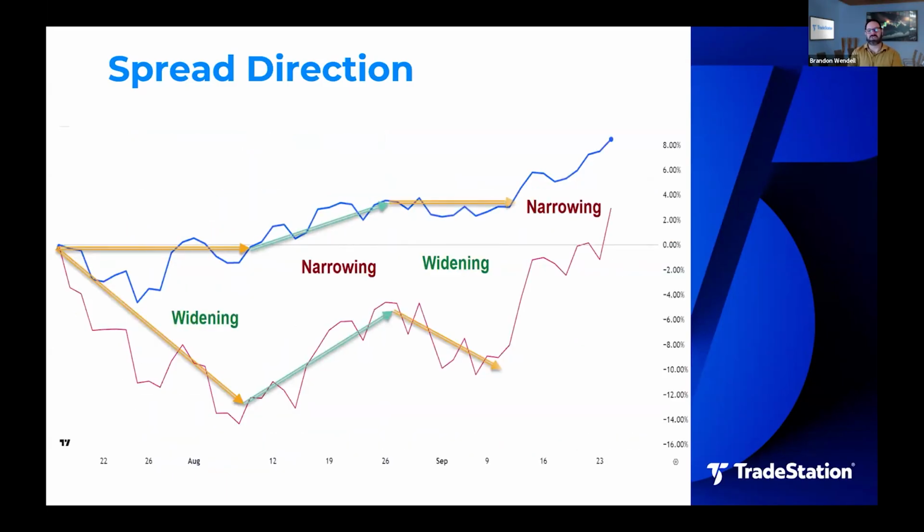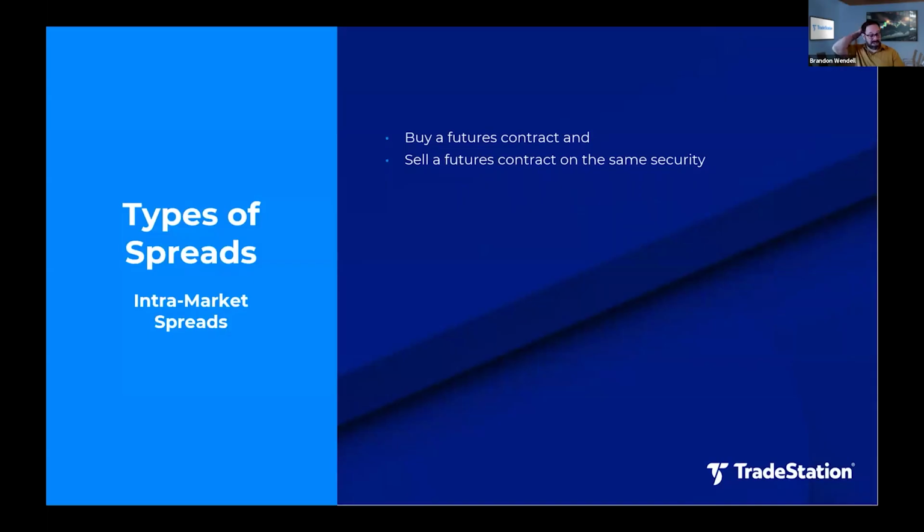And that's what it looks like on a chart. If you have the chart of one security, price number one versus price two, widening when they get further apart, narrowing when they get closer together, widening, narrowing. And it can happen in either direction, up or down, or even if things are trading sideways in a channel, you can still get widening and narrowing of a spread. So there's still opportunities. Now, we have different types of spreads.